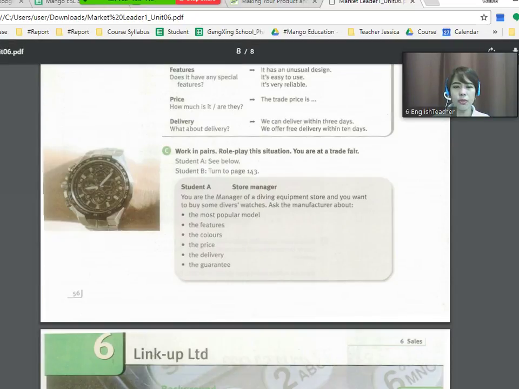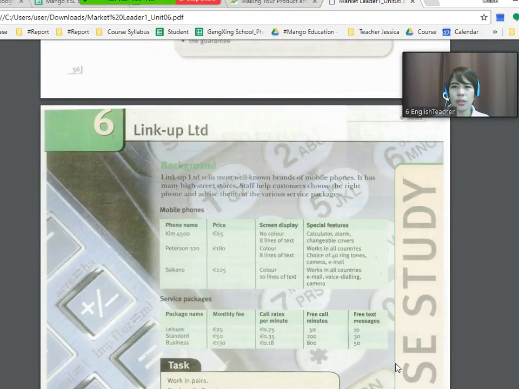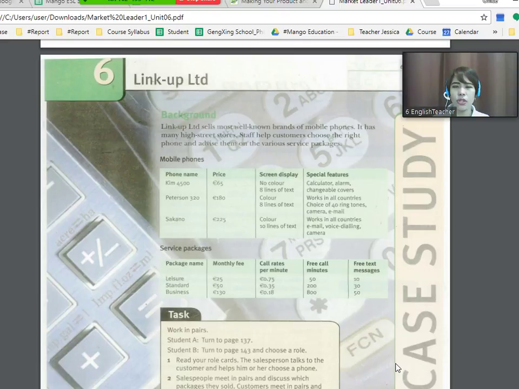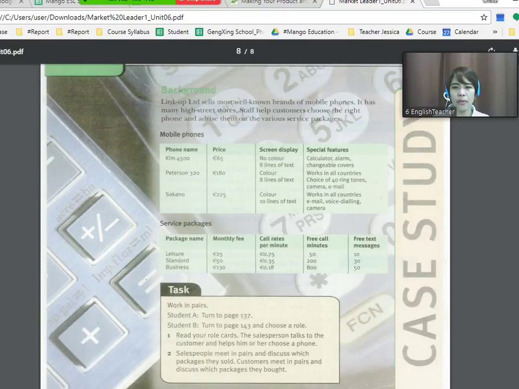Okay, now let's try to move on to the next one, which is the case study. In the case study, we are going to learn about Link Up Ltd, which is about the lesson that we had earlier. Now, before we talk about the information or the task below, we have to read the background. Okay, so the background is about Link Up Ltd. They sell most well-known brands of mobile phones. It has many high street stores. Staff help customers choose the right phone and advise them on the various service packages.